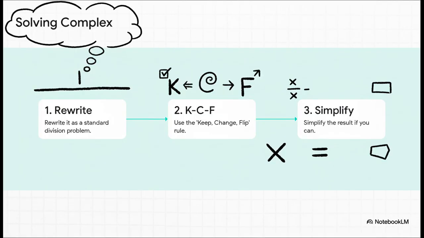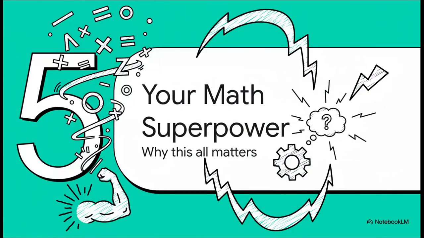So, our game plan for tackling these monsters is super simple. 1. Rewrite it as a normal division problem, side by side. 2. Use our good old friend keep, change, flip to turn it into multiplication. And 3. Simplify if you can. Notice something? You already know how to do every single one of those steps. There's nothing new here. And just like that, you've done it. You can simplify, you can multiply and divide, and you can even tame the dreaded complex fraction.